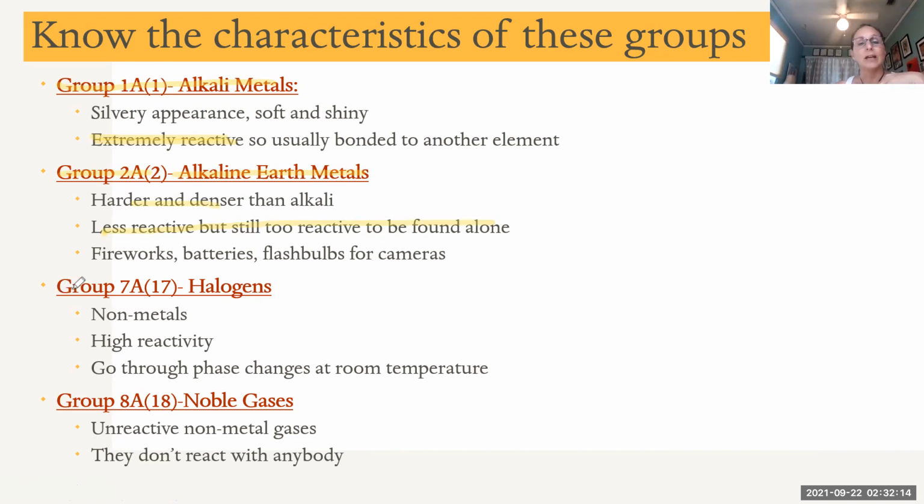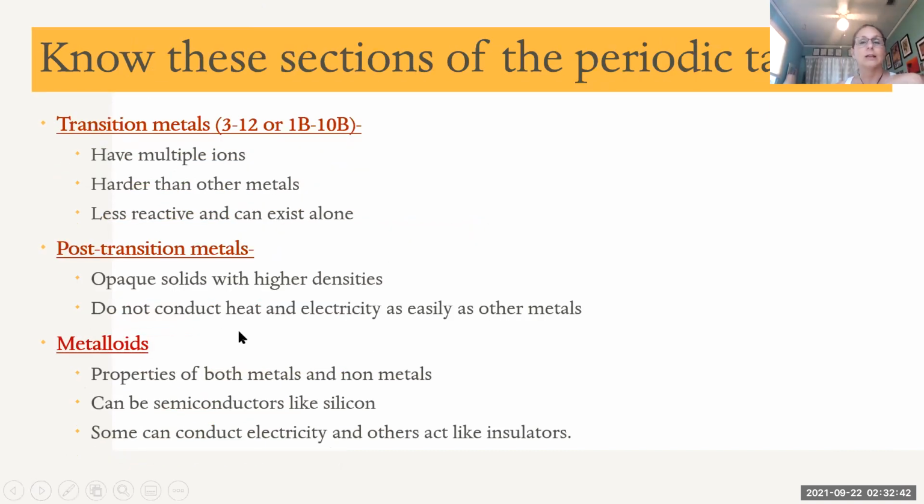Then I'm going over to the other side of the periodic table, which is the halogens. These are your nonmetals. They also have a high reactivity, and they go through phase changes at room temperature. That would be like chlorine, okay? Then you have your noble gases, and these are unreactive nonmetal gases. They don't react with anybody. Your noble gases are like neon, if you've ever seen neon signs, right? They make that glowing color, that's a noble gas. They're unreactive, and when you heat them up, they make a pretty cool color.